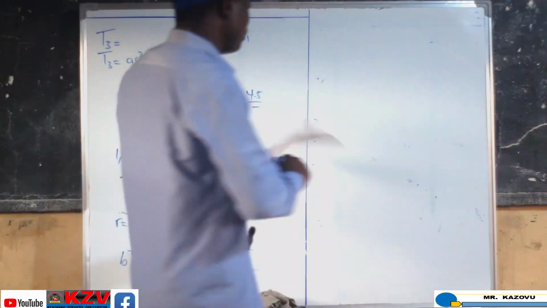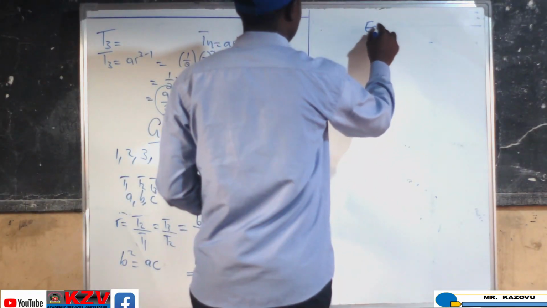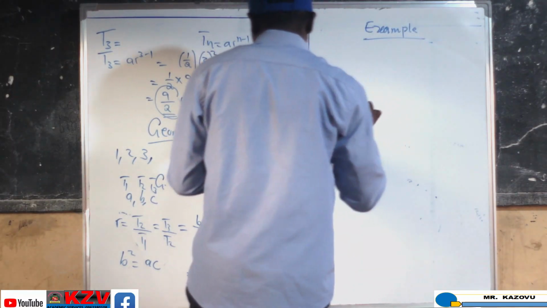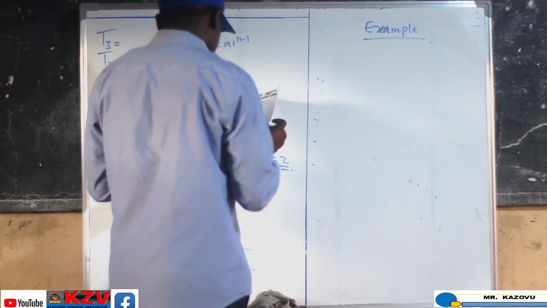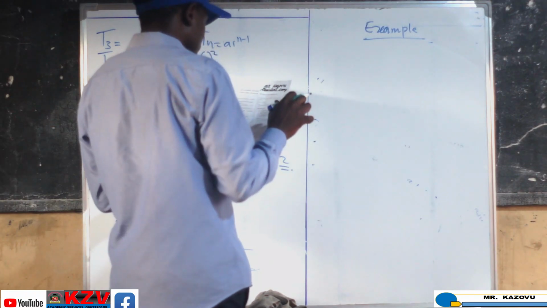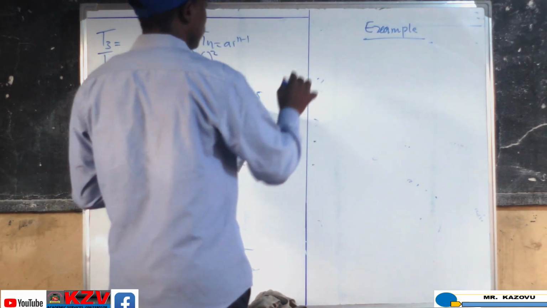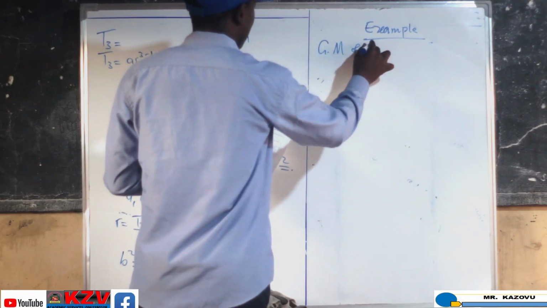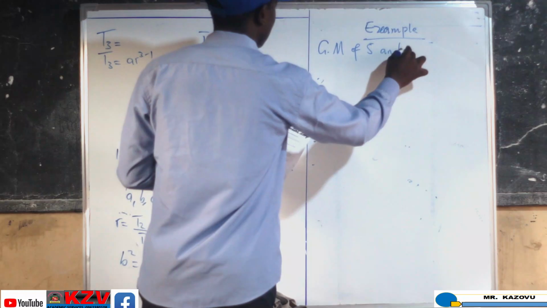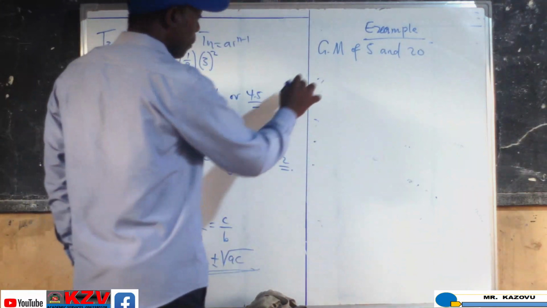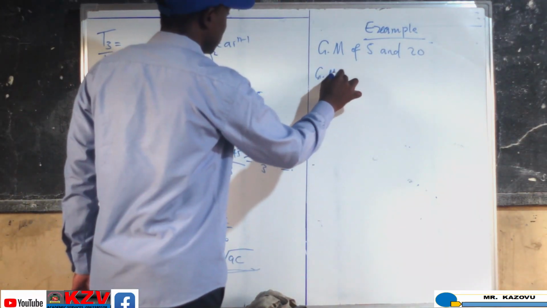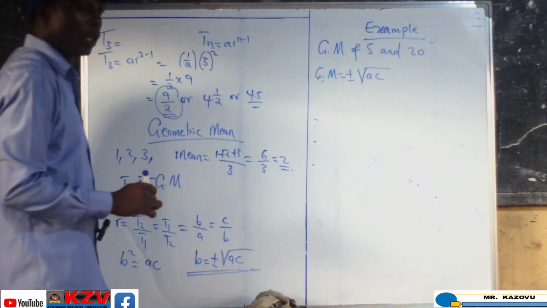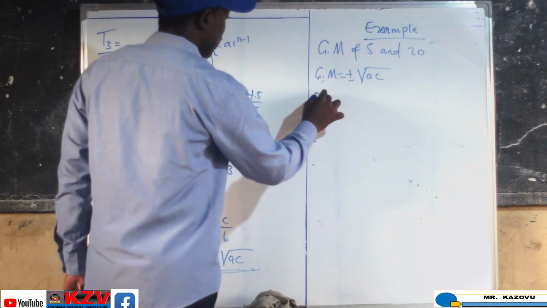So let's look at an example. The example is: find two possible values for the geometric mean of 5 and 20. Now, remember what we said. We said the geometric mean is given by plus or minus the square root of AC. What is our A? Our A is 5.